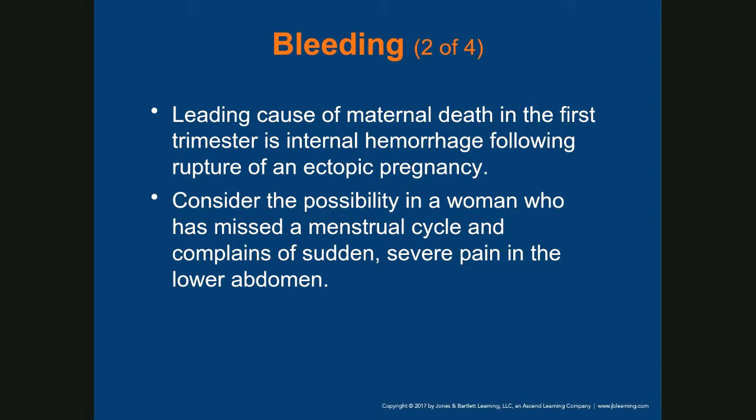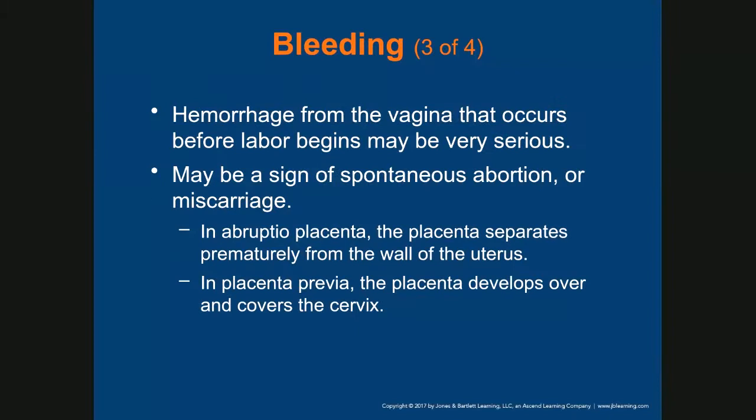Now, leading cause of maternal death in the first trimester. So make a note, ectopic pregnancy, first trimester. Leading cause of maternal death in the first trimester is internal hemorrhage following rupture of an ectopic pregnancy. Consider the possibility in a woman who has missed a menstrual cycle and complains of sudden severe pain in the lower abdomen. Very important slide.